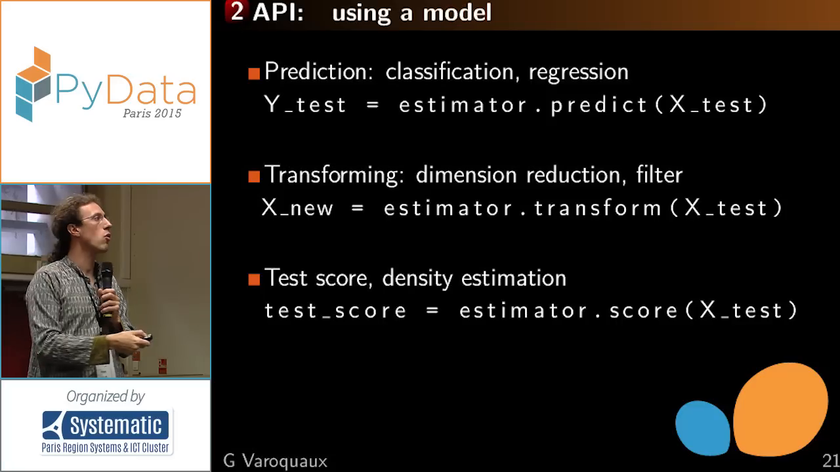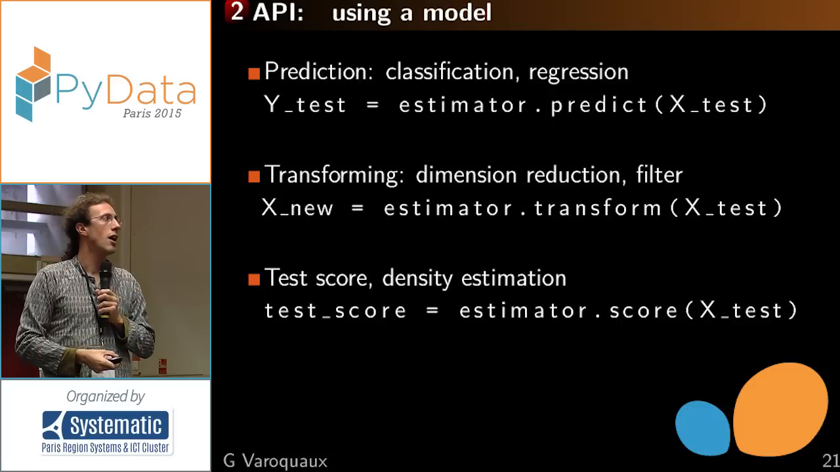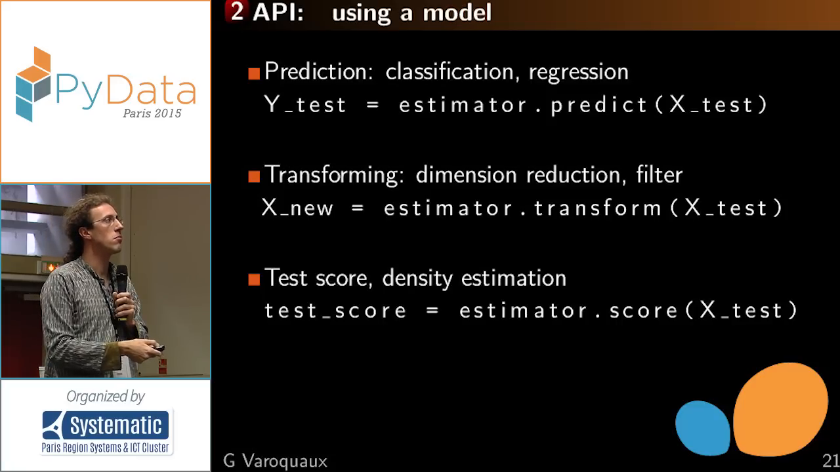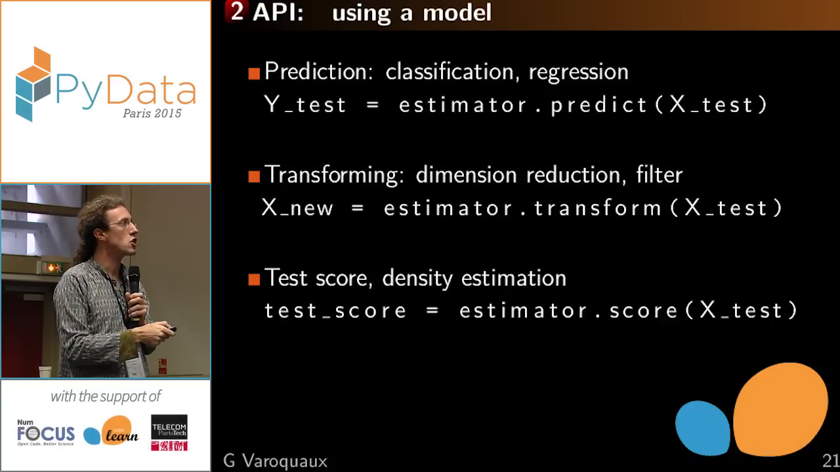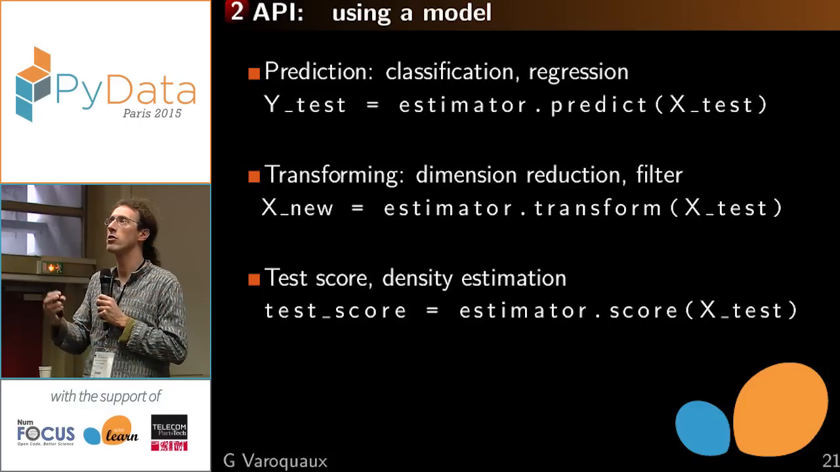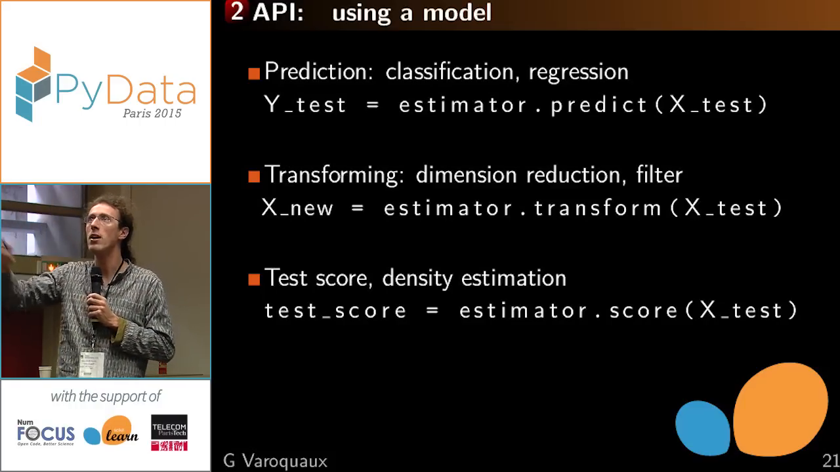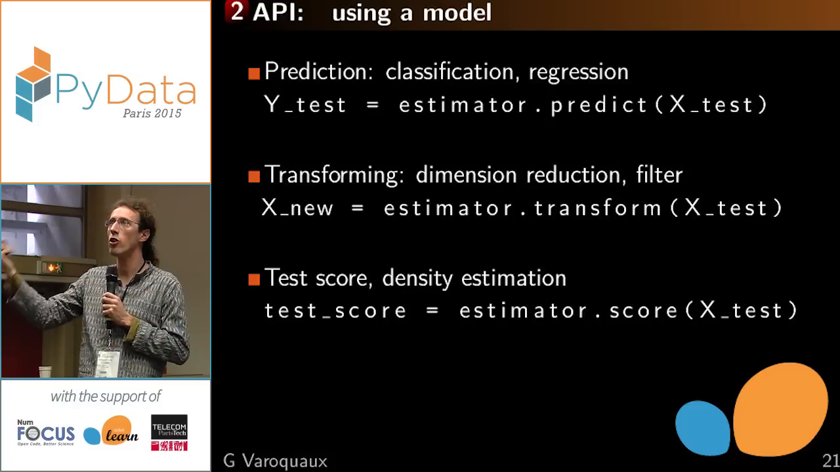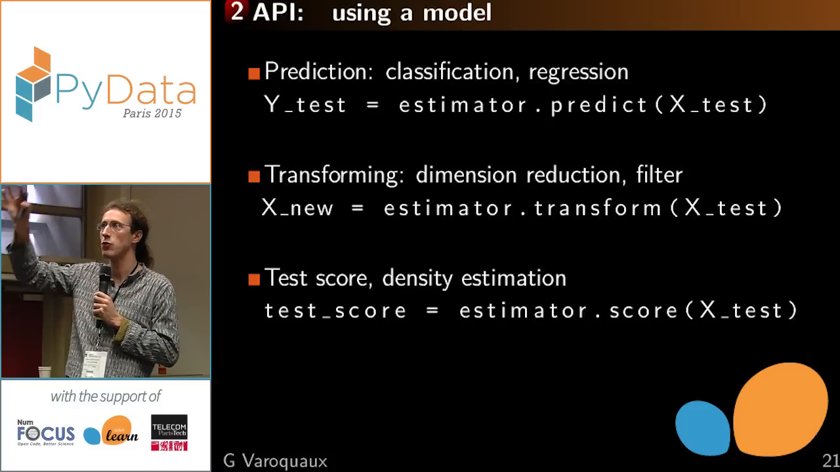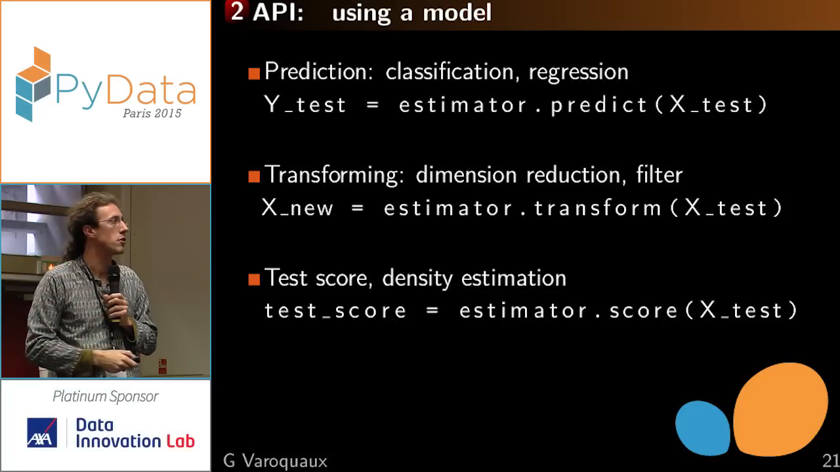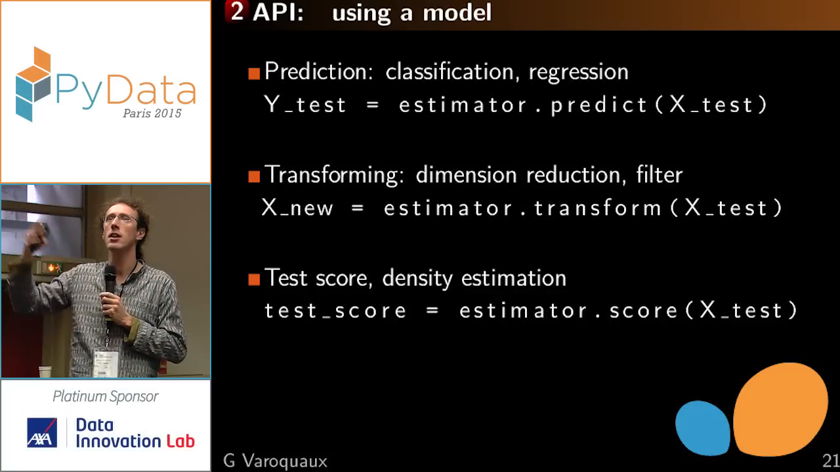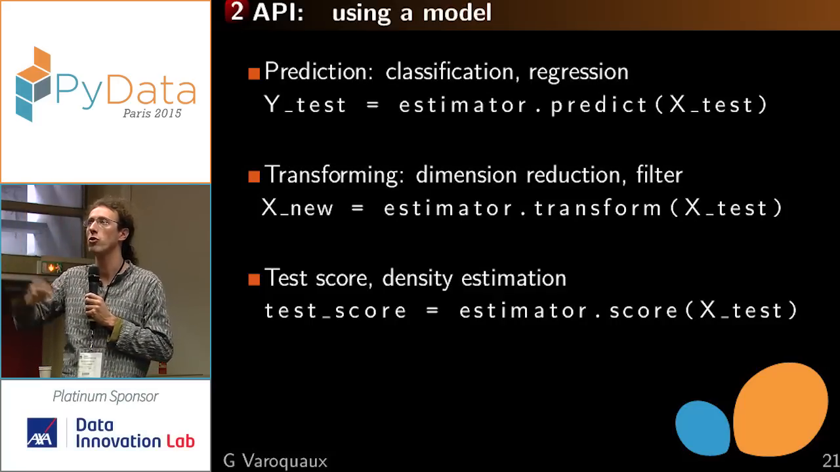You can also call the score method, which could... Oh, I forgot the transform. Sorry, this one is really important. You can transform the data. So suppose you're going to want to change your data in some way. The estimator can learn on the trained data how to transform the data and then apply it to new data. We'll see how this is important. And you can also give a certain score to data.